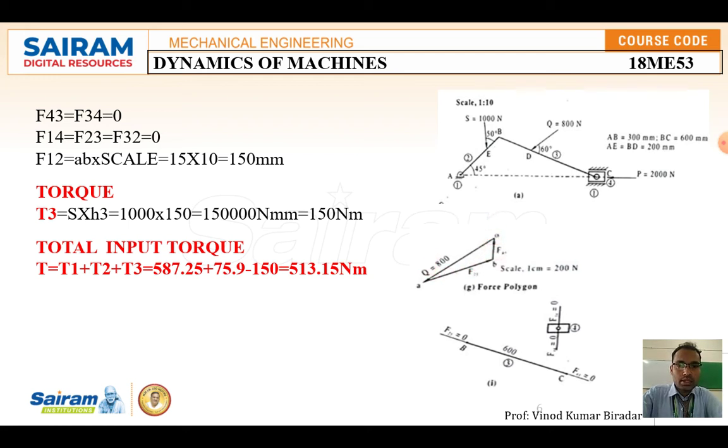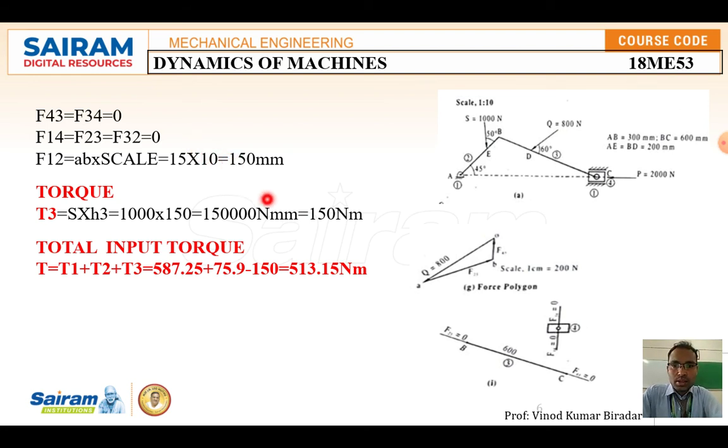Now here 800 Newton is there, you have to convert to some suitable scale. 1 centimeter is equal to 200 Newton. Then you have to measure the values for F23. Once you measure this you are going to get some values. So I wrote here, F12 is equal to AB into scale. So 1.5 multiplied by the scale, you are going to get 150 Newton.